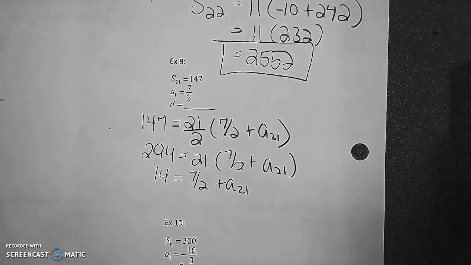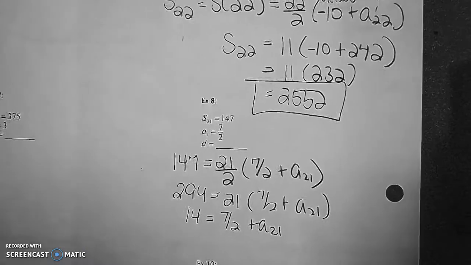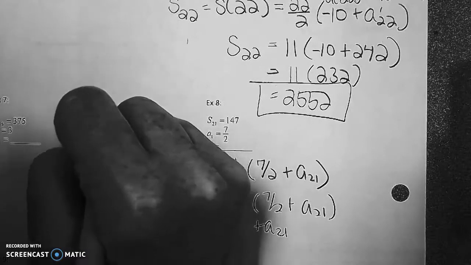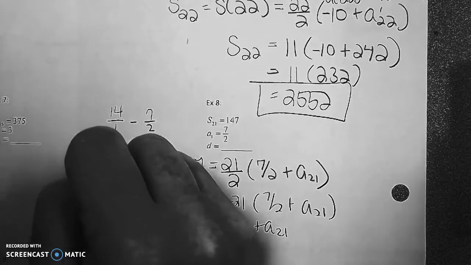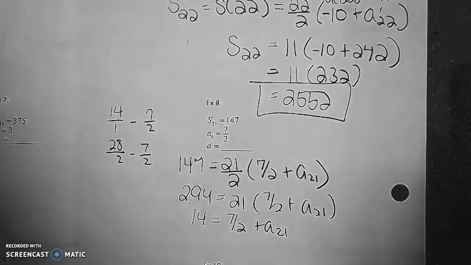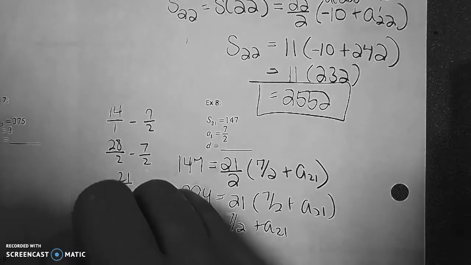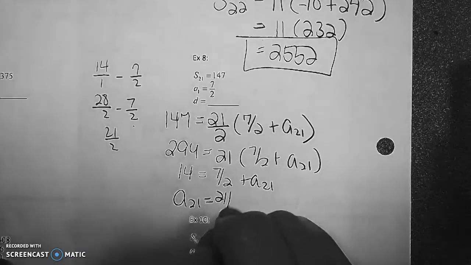I can take 14 and subtract 7/2 from that. And let me just remind you, if you're dealing with fractions, 14 over 1 minus 7 over 2, I do need a common denominator, so that'll become 28 over 2 minus 7 over 2. So I get 21 over 2. So my 21st term is 21 over 2.